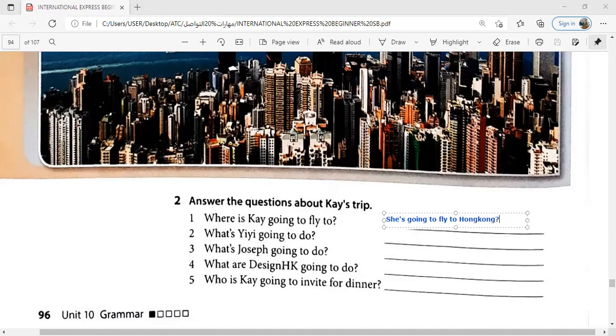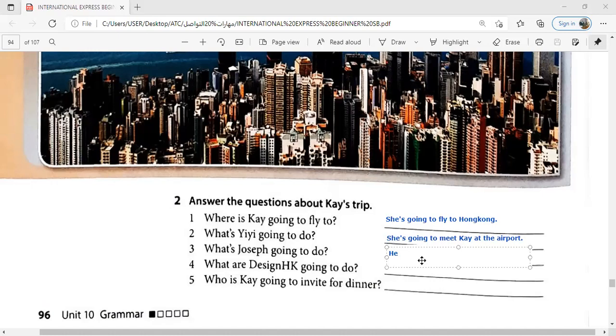هي ستسافر إلى هونغ كونغ. ما سألنا عن الشركة، سألنا عن المكان. فانتبهوا لهاي المعلومة. What is Yi going to do? She is. لاحظوا هاي ثابتة. To meet K. She's going to meet Kay at the airport, right? Number 3. What is Joseph going to do? He is going to arrange.